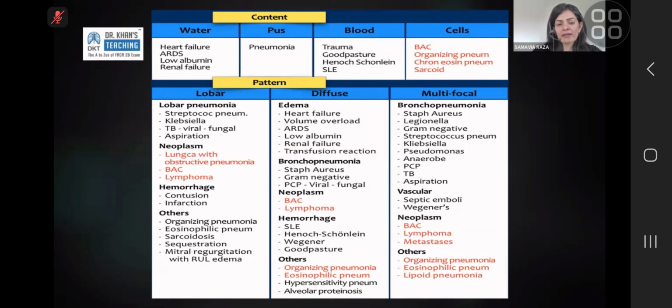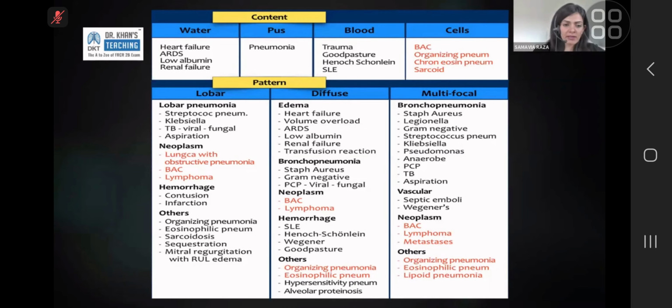And this pattern is also as variable as the pathologies, and different pathologies can sit in different patterns. One pathology can give you different patterns. Isolated lobar pneumonia can also be isolated pulmonary edema in heart failure, and just as well, diffuse multifocal opacities can be infection as well. Lobar pneumonia is very typically associated with the organism we just discussed. Also, lobar-looking consolidation can actually be cancer, or hemorrhagic. You can also have organizing pneumonia, sarcoidosis, sequestration.